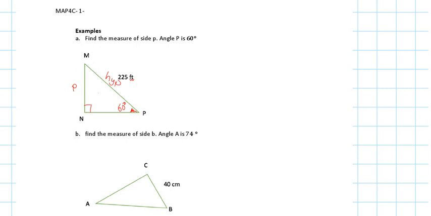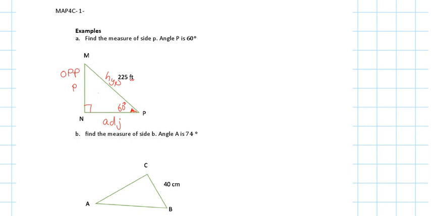Where's your opposite? P. So MN. Yeah, side P, which is MN. So this is my opposite. Why is this my opposite? Because the angle of interest is 60 degrees. Okay? And then the third side is called the adjacent. So, which side am I looking for? The opposite. Which side do I know?